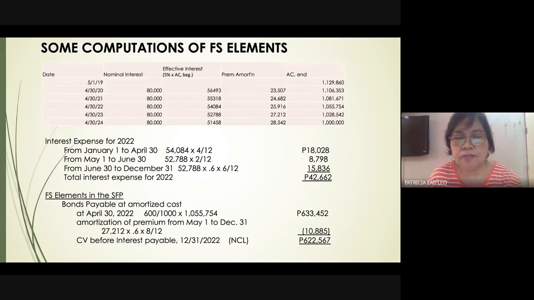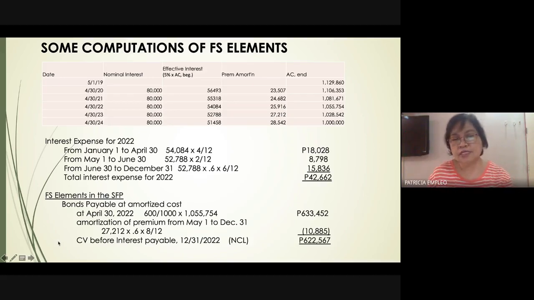Therefore, the carrying value of the bonds before interest payable is 622,567. Now, why are we separating the interest payable? Because your bond liability is due on April 30, 2024. The balance sheet is dated as of December 31, 2022. Your due date is April 30, 2024. Therefore, it is due beyond 12 months from the balance sheet date. Therefore, the amortized cost of the principal is presented as non-current liabilities.